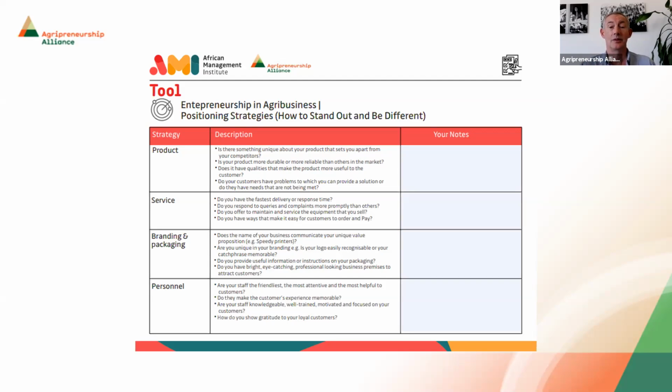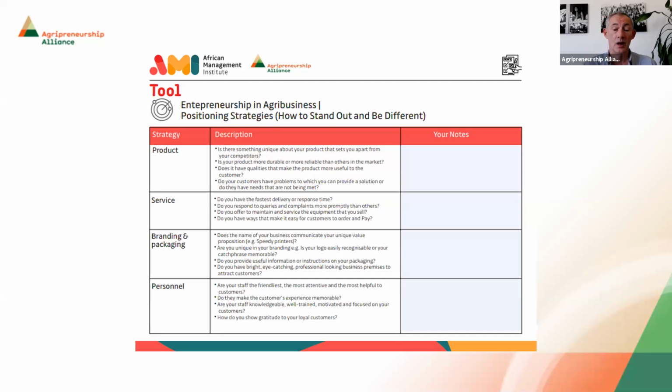This is a downloadable tool on the AMI platform. And so please do download this, and then you can type in your own notes to help you identify what is so special about your own product. What is the quality of the service that you offer? Is your product always available? Do you have rapid delivery times or response times? What about the branding and packaging? Is it unique? Does it stand out from the competition? Are there benefits in terms of sustainability in the way that you use packaging? Is it packaging that is shelf stable and so gives long life to the product that you're developing?